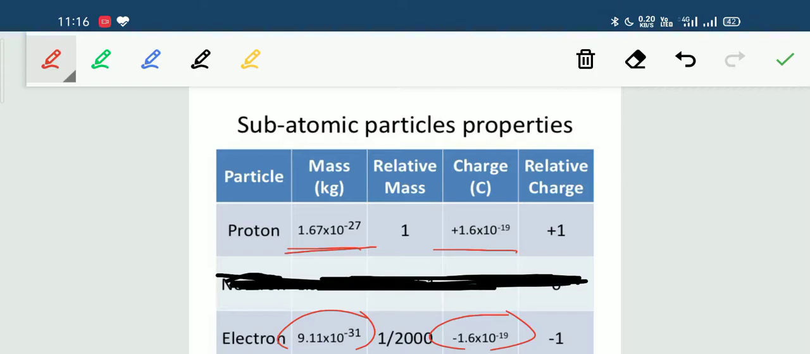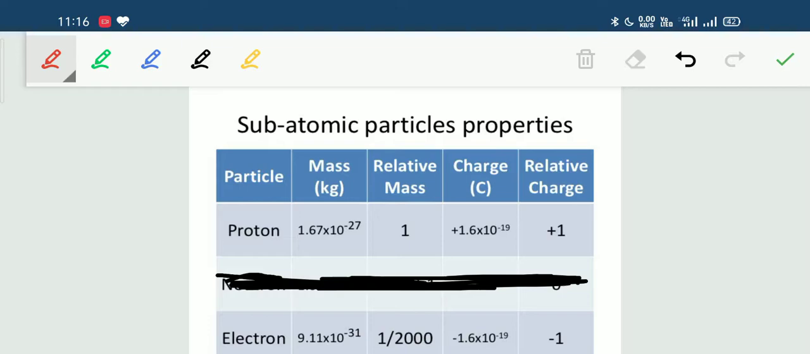Now students, these values are very small, therefore it will not be appreciable to use these values every time. So instead of using the absolute masses and absolute charges, we prefer using relative mass and relative charges.